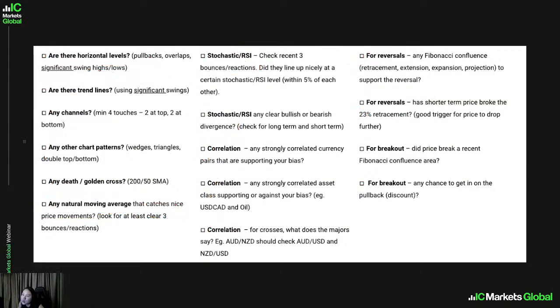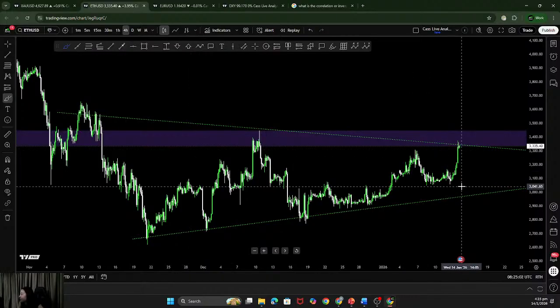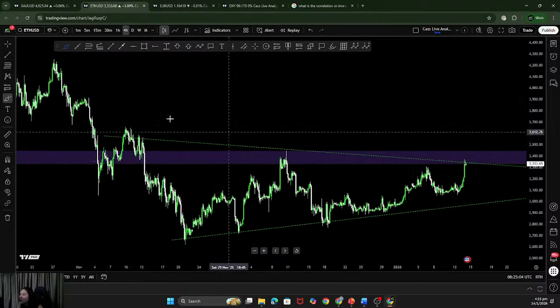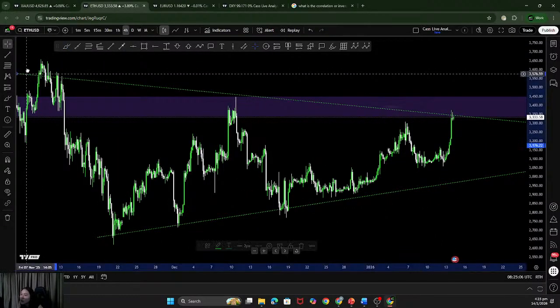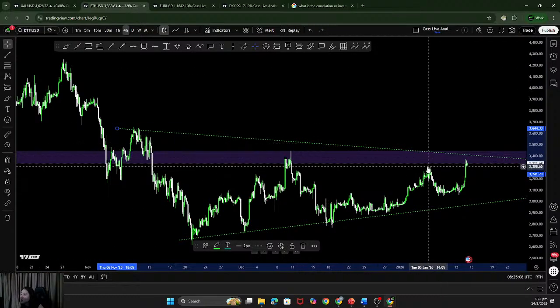So every chart, I've already got a chart pattern here, which is a triangle, right? I've already got a triangle. Price is moving in a triangle. It's a very clean triangle. Actually, in fact, it's a very, very clean triangle.